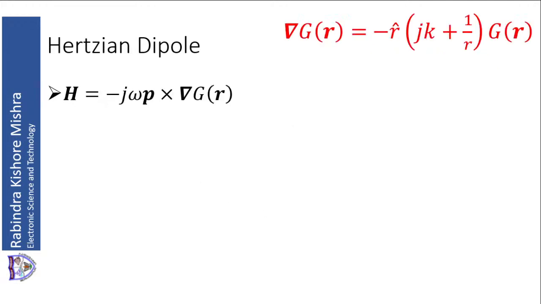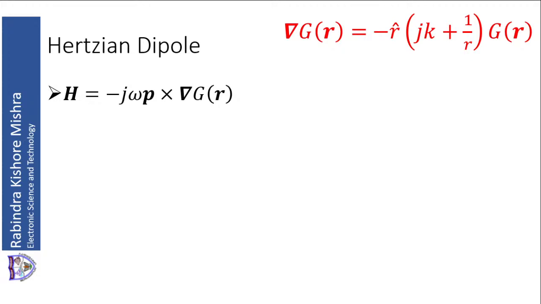So these two terms we get from that. Using that we will get another. So that gives us the H and E field. Then the H field is minus j omega P cross grad GR. That GR we know, what is GR: minus r cap (jk plus 1 by r) into GR. So use that here for grad GR.